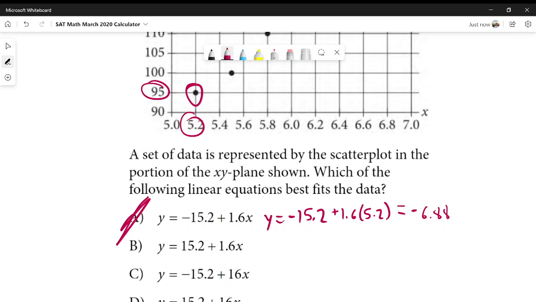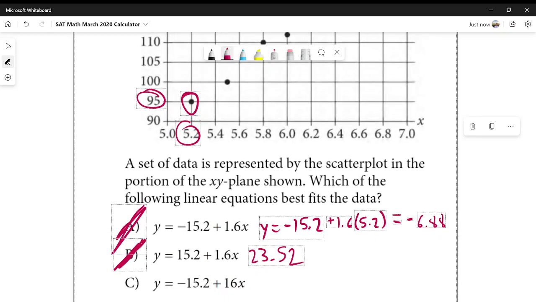And so if I plug in 5.2 for choice B, then you get 23.52. But that's also still pretty off from 95, so that's also probably not right. And then for choice C, if I plug the x coordinate in, it's gonna give me 68, which is also pretty off from 95.